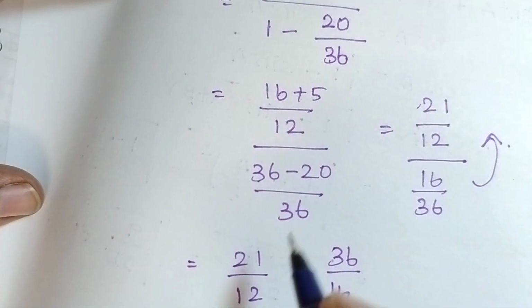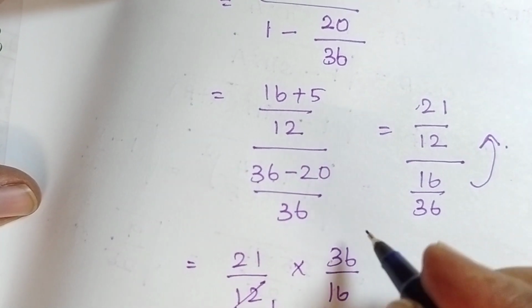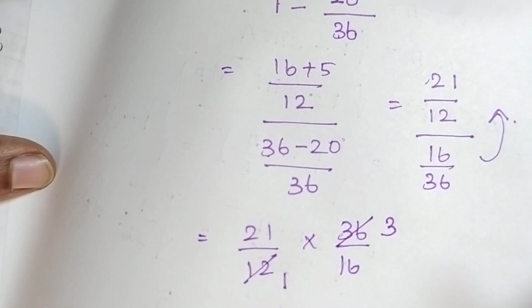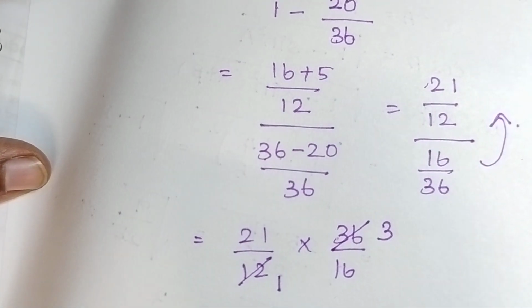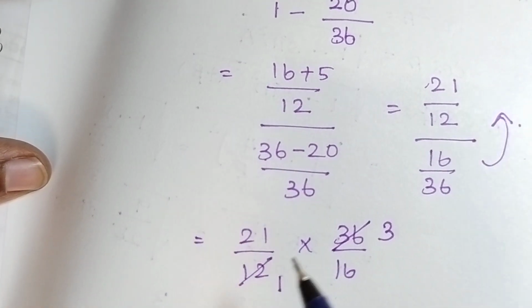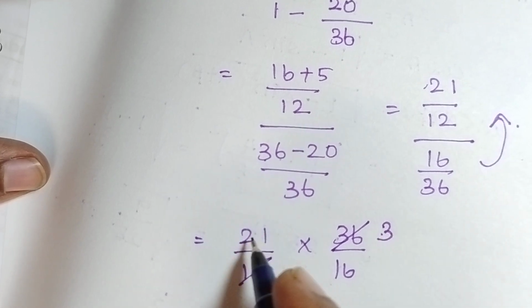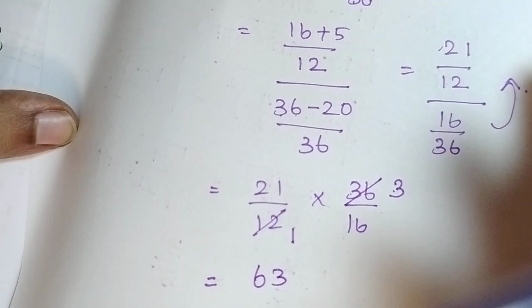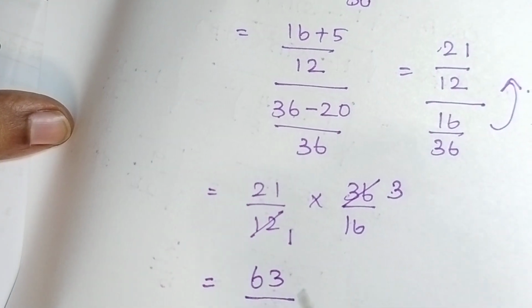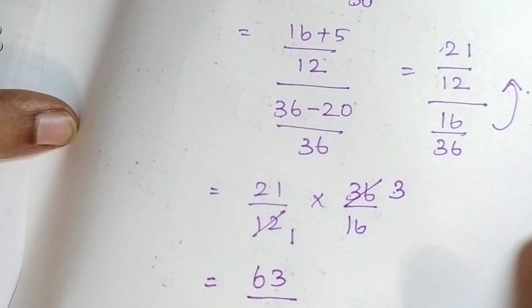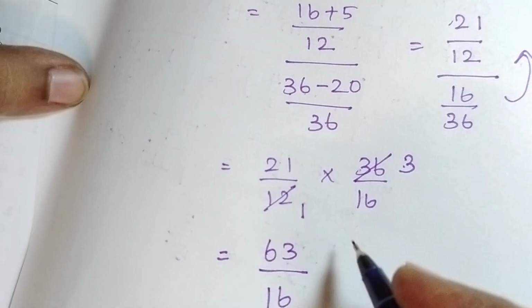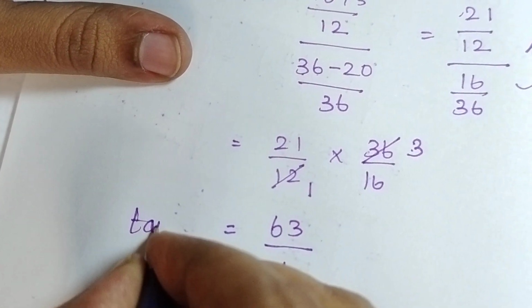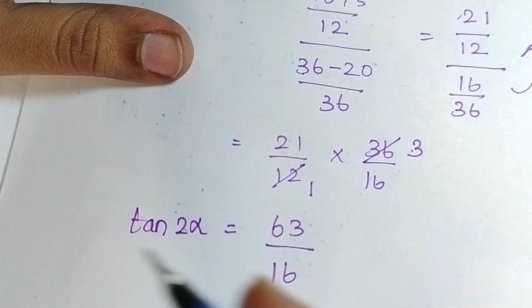1 12 is 12, 3 12s are 36. Now 21 into 3 is 63 divided by 1 into 16 is 16. 63 by 16 is the answer for tan 2 alpha.